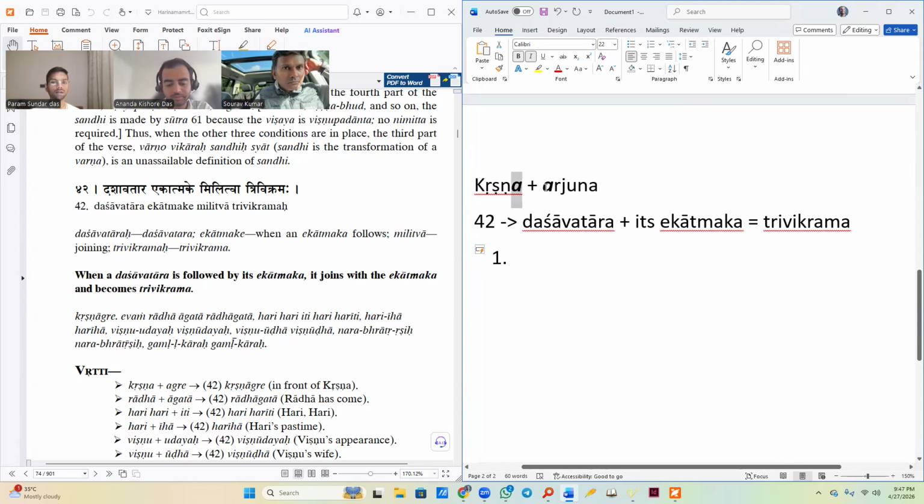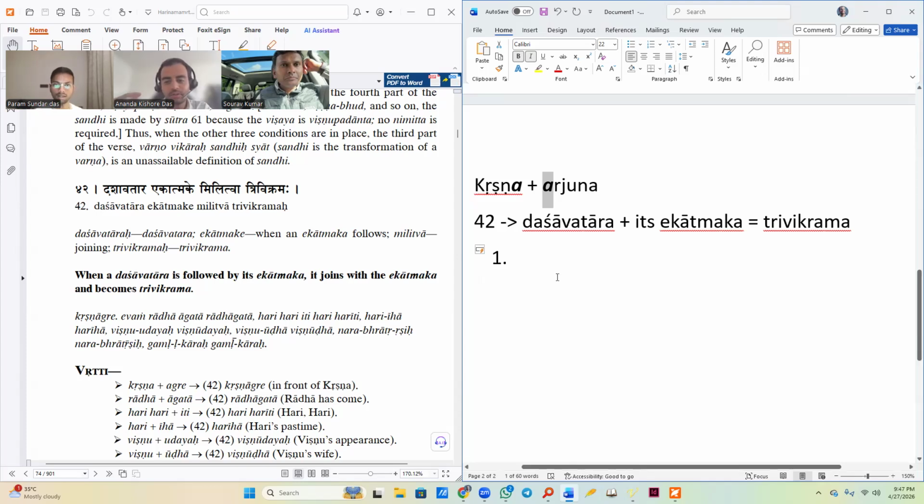Is this first a Dashavatara? Yes, it is. And now the second letter, the one of Arjuna, is this Ekatmaka of the previous? Same, right? Yes, Prabhu. Although it is the same, it is Ekatmaka.